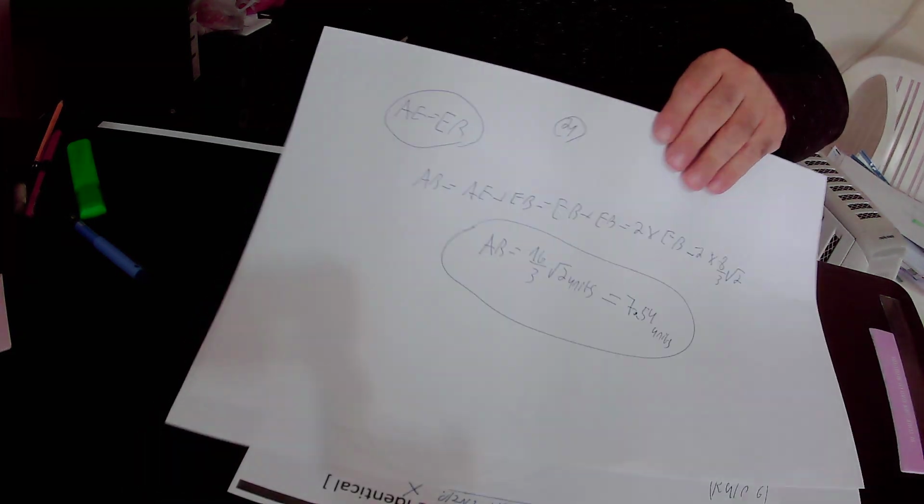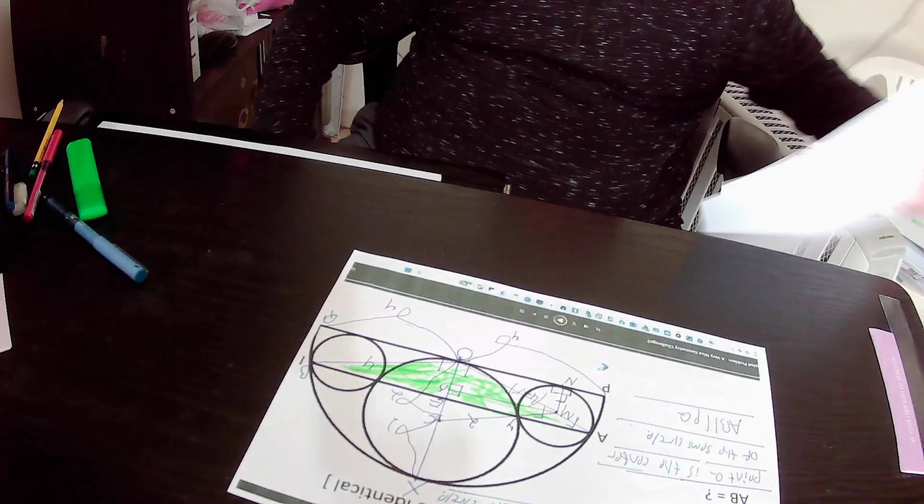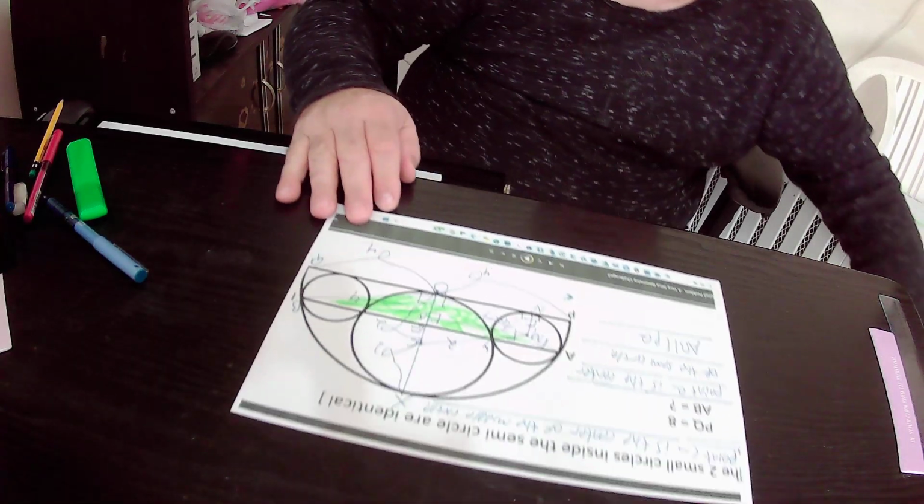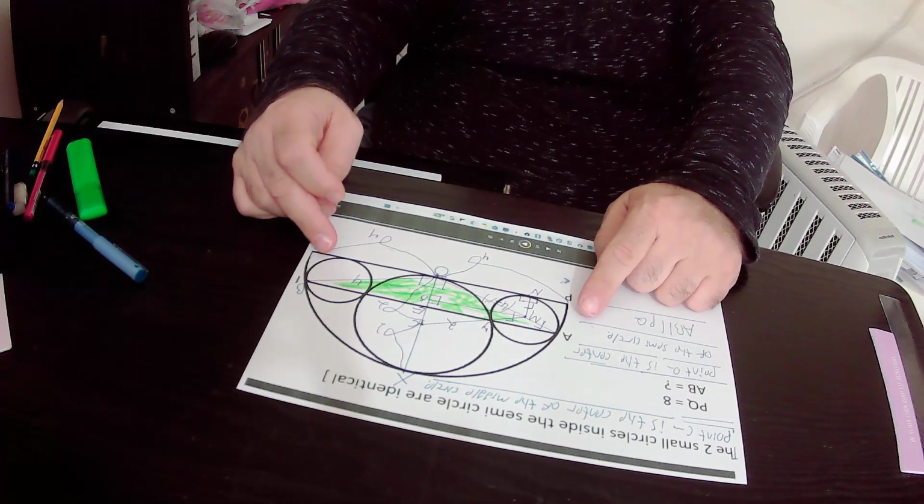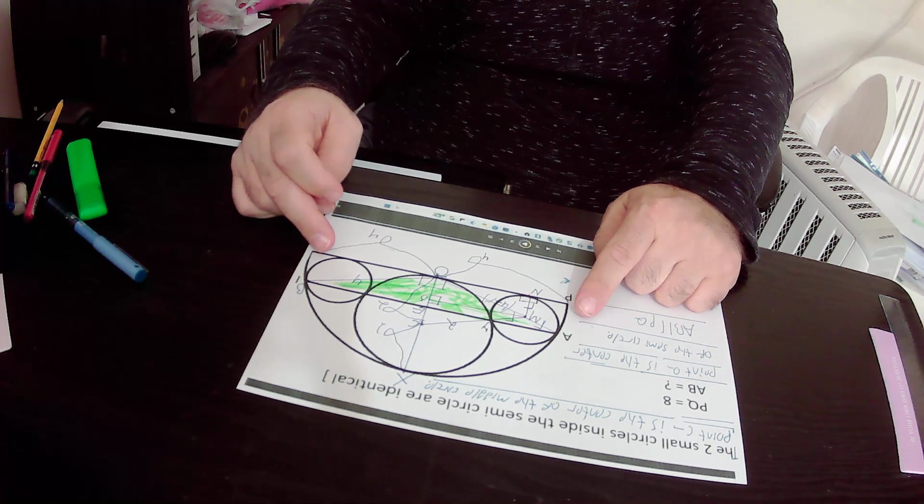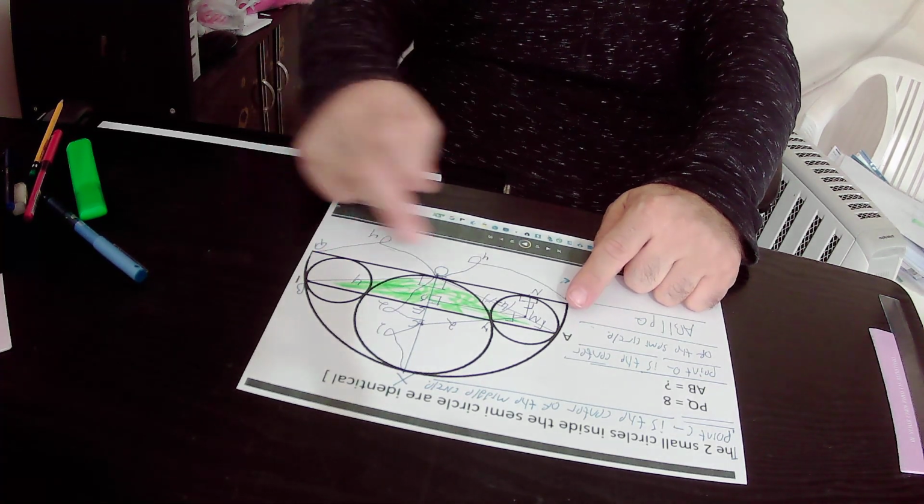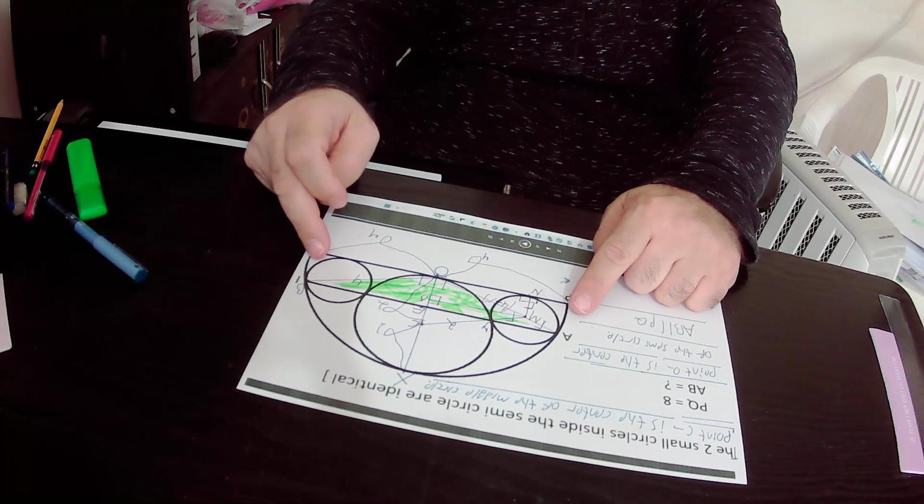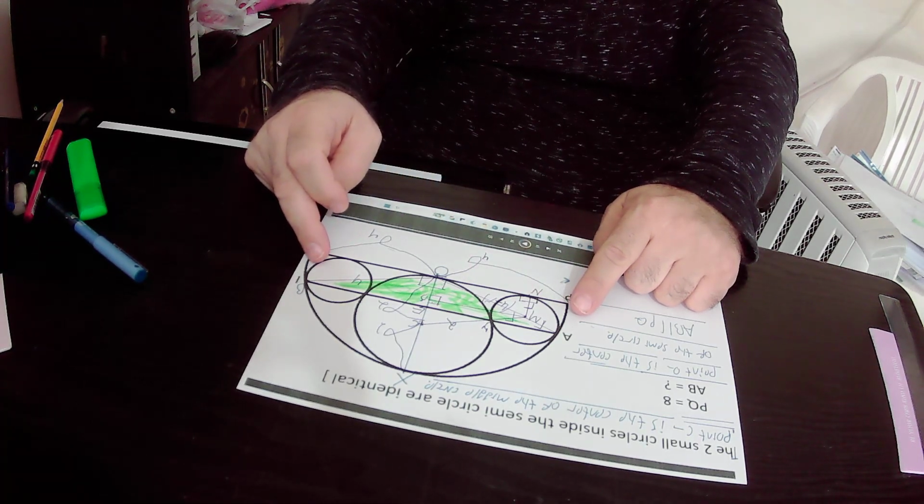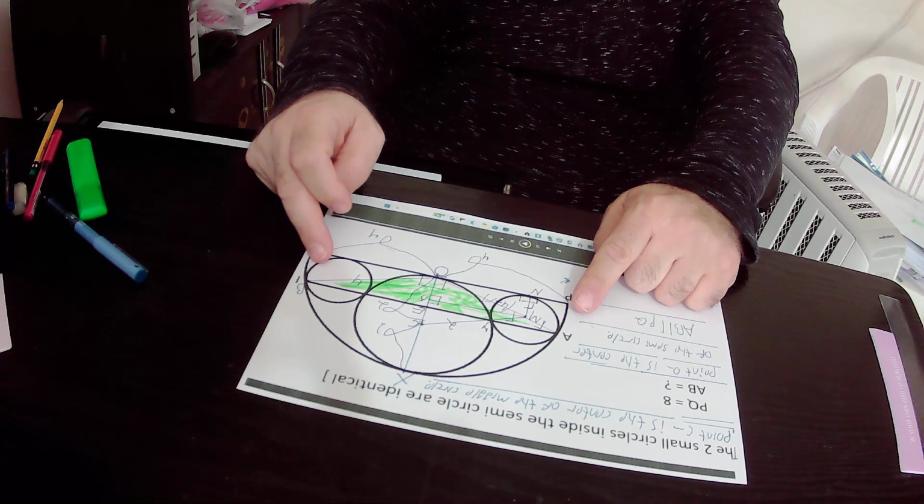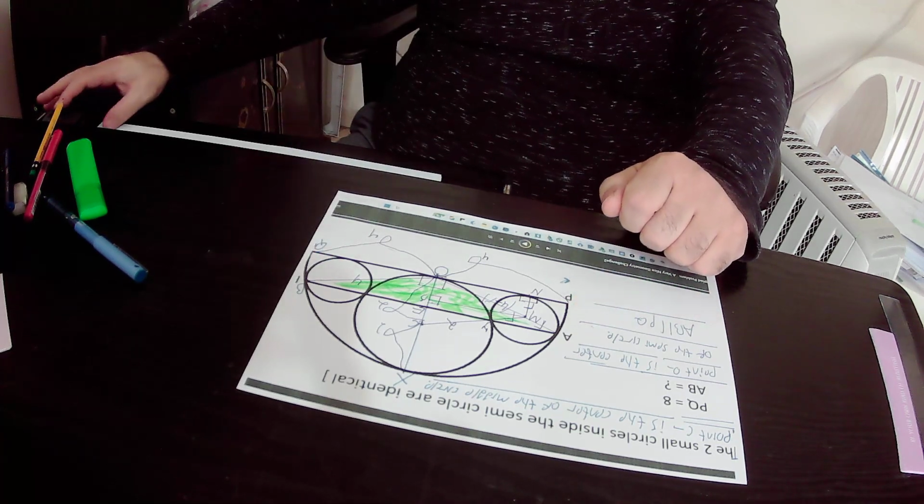I'll repeat again. Here, the length of chord AB equals either 16 over 3 times square root of 2 units, or in terms of numbers, the length of chord AB equals 7.54 units. Okay, thank you very much.